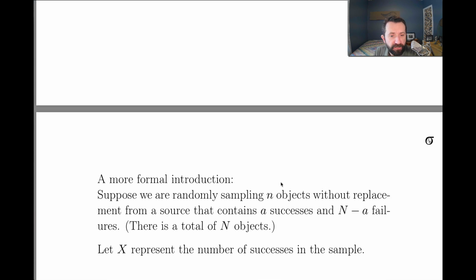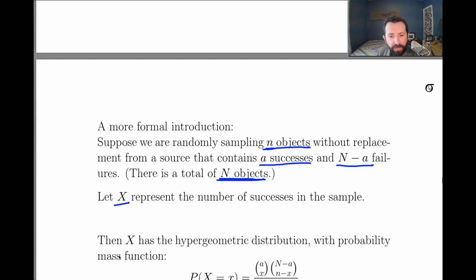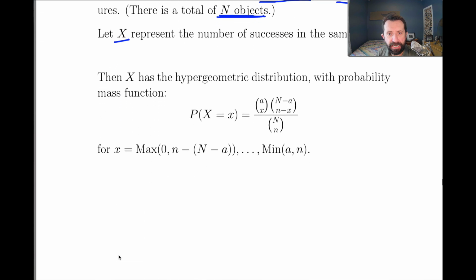So the scenario is, like I've been saying, we're randomly sampling n objects without replacement from a source that has a successes. So little a represents the number of successes in the urn, or in this source that we're drawing from, and capital N minus a failures. So we have a total of capital N objects that we're drawing from, and we're drawing little n objects. And we're going to let capital X represent the number of successes in those n objects that we draw.